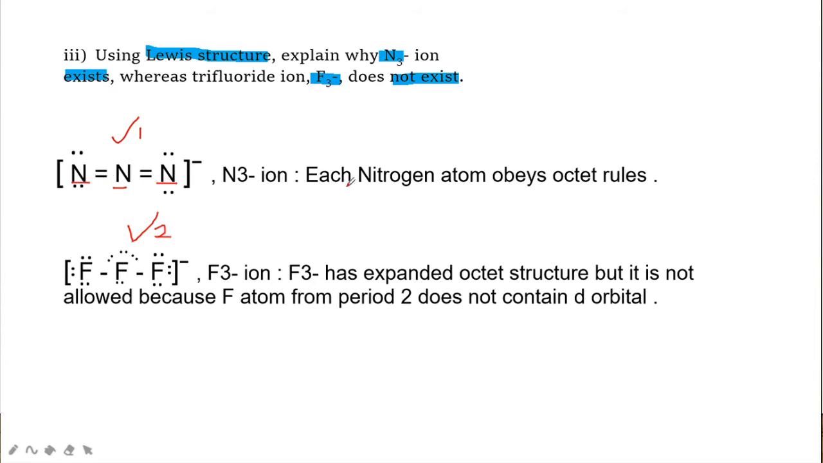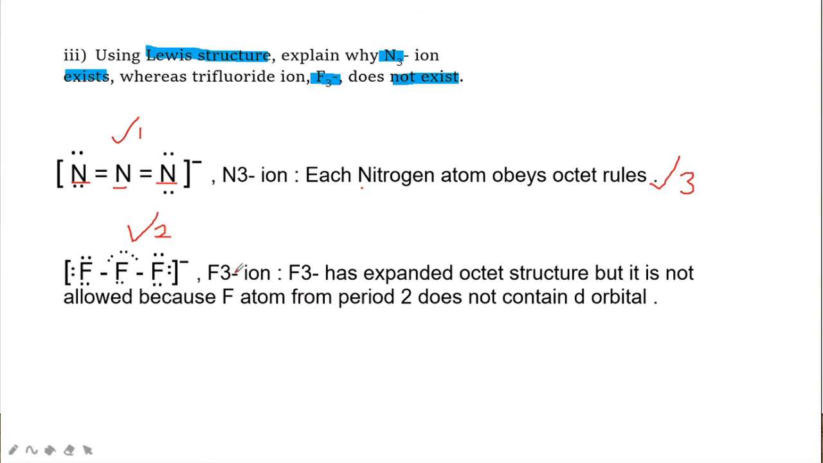So the explanation is that the N3 negative 1 ion does exist because each nitrogen atom obeys the octet rule. So this is mark number 3, the explanation for N3 negative 1.